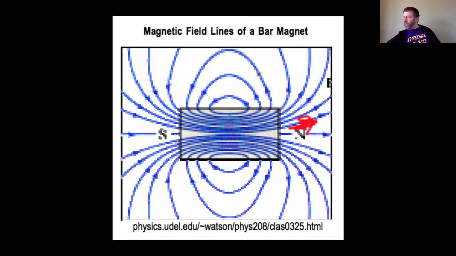If I put a compass right here, it'll point that way. If I put one right here, it'll point that way. The compass just points in the direction of the magnetic field.